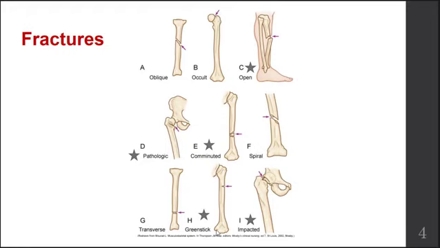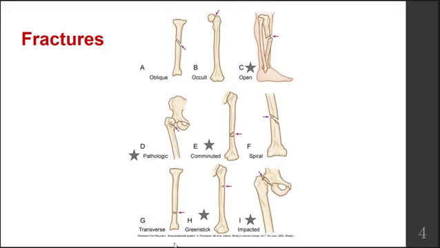Next type of fracture is called a green stick fracture. A green stick fracture is a break in only the cortex of bone, so it's really the outer part. This most commonly occurs in children under the age of 10 because their bones are softer and they have more flexibility. And so when the bone breaks, it generally just produces this type of fracture instead of fracturing all the way through.